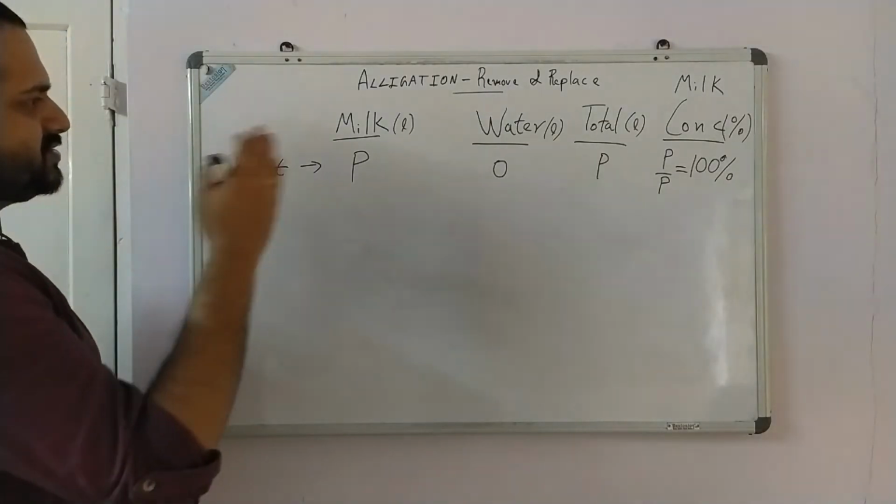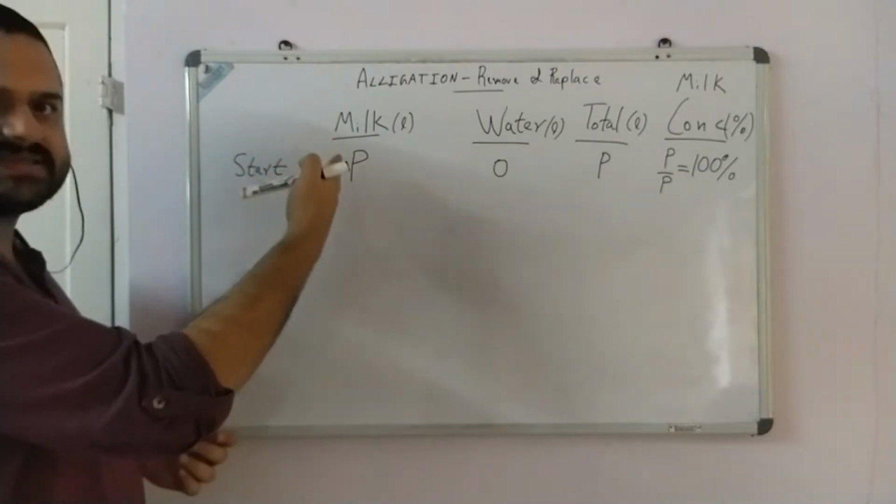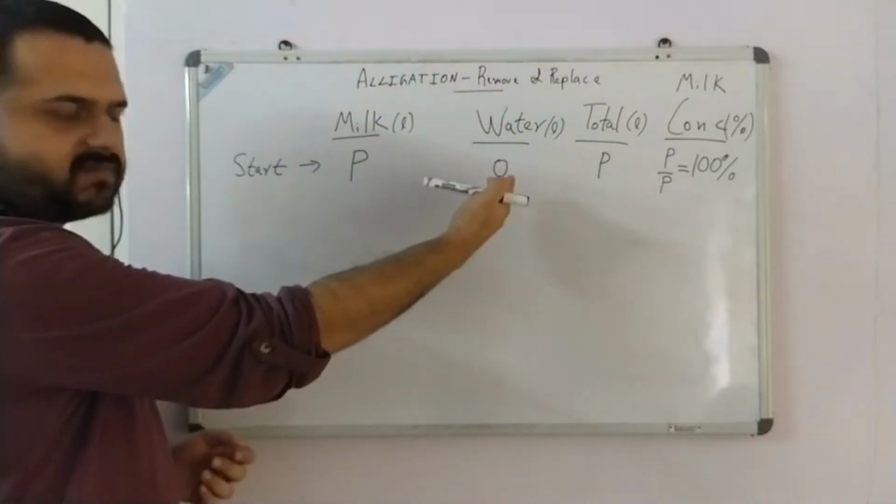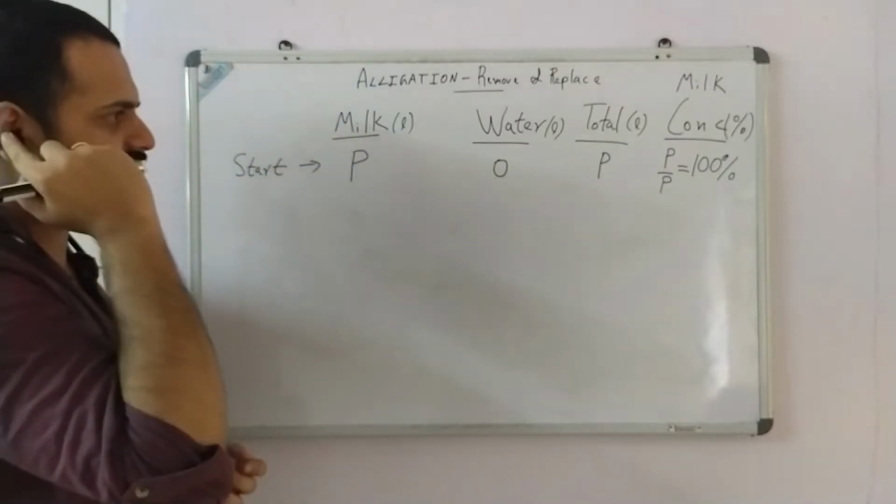So if you see at the start, like I said, there is P liters of milk, right? There is no water obviously because we are talking about a pure solution at the start.